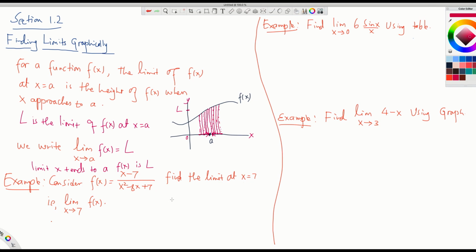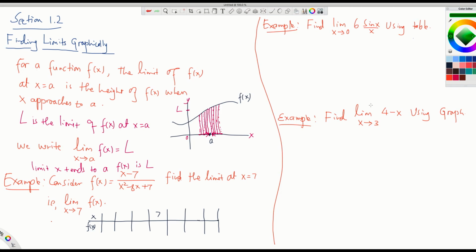So how do I do that? Basically we want to find the height of the function close to 7, right? So let us make a table, okay? A horizontal table. This is x, this is f(x). I want to go to 7, so let me put 7 in the middle. I want to go to 7 from the left side and the right side, and then check the height of the function close to 7, okay?